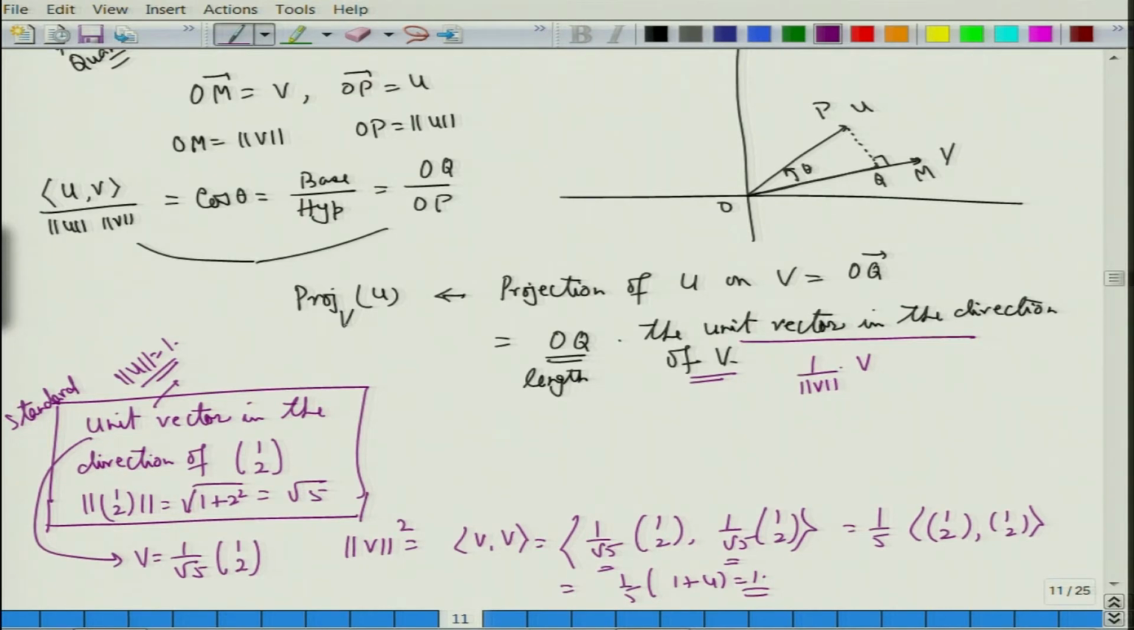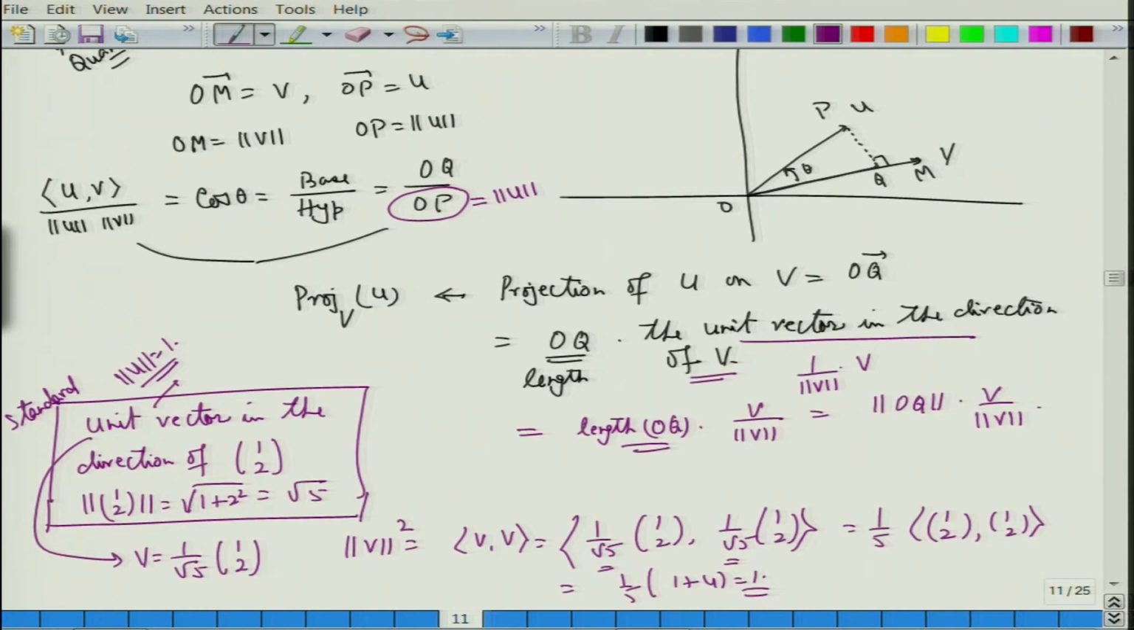Therefore, the projection of u on v will be equal to length of OQ into v upon norm of v. Is that okay? So we need to compute this part. OP is already known to us. What is OP? OP is a scalar quantity, so it is nothing but the length of u itself. I want the length of OQ.